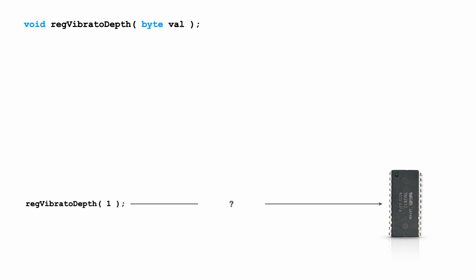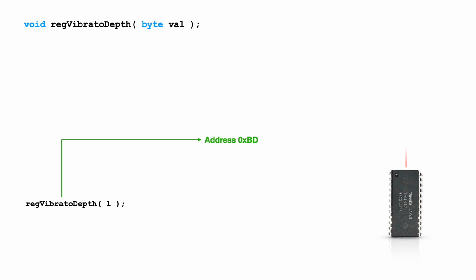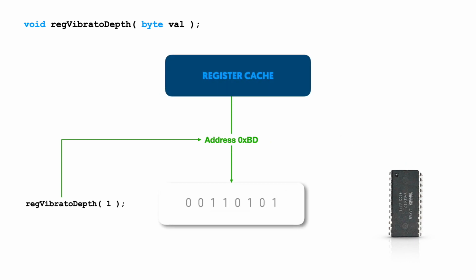Since we only want to change 1 bit, we need to know how the other bits in the register are currently set. But of course, we can't get that information from the sound chip, so we're going to have to keep track of it ourselves in a register cache. Okay, so now we know it's in the register, and all we have to do is set the 6th bit that corresponds to the vibrato depth flag. And then we store it back in our register cache and write it into the chip.